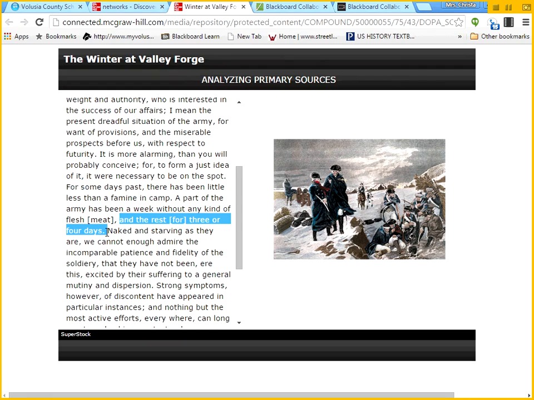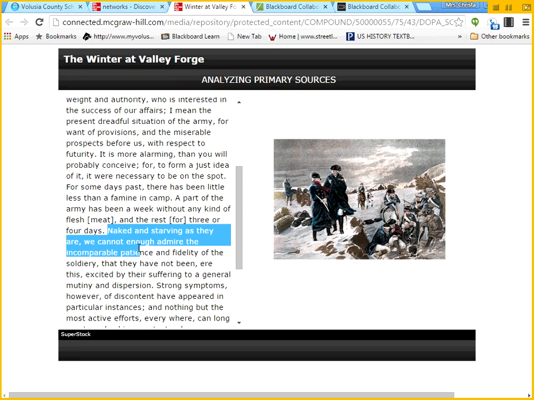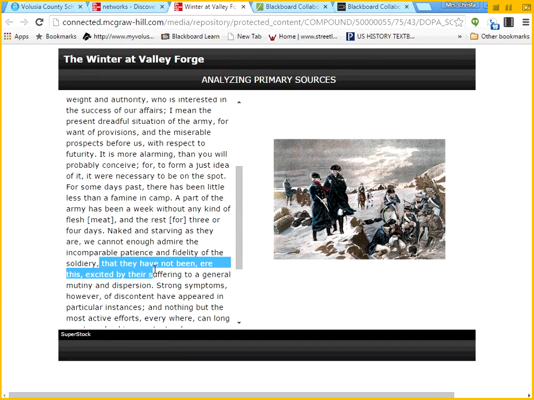And rest for 3 or 4 days. So they haven't had meat or rest for 3 or 4 days. Maybe they're eating stale bread. It says, naked and starving as they are, we cannot enough admire the incomparable patience and fidelity of the soldiery. So he's saying they're suffering, but they're still patient and loyal. Fidelity means they're loyal. They're not running away right now, or at least not all of them.